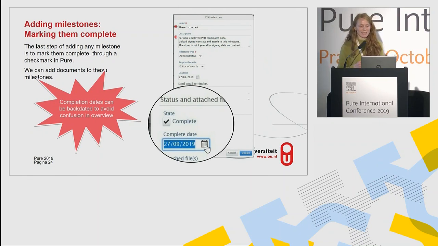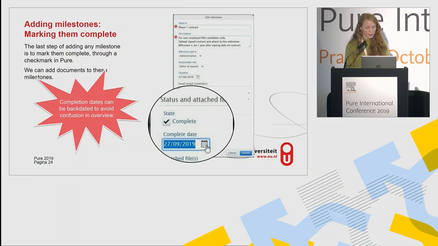And an important detail of marking milestones complete is the completion date. You'll see I have a detail on the slide. What we're currently doing is retrospectively adding data into Pure of PhD graduations that have already occurred. And because of this reason, it's really necessary for us to backdate these milestones. So we're very happy with that functionality, and it also helps avoid confusion in the overviews, and in fact facilitates the registration of correct data.